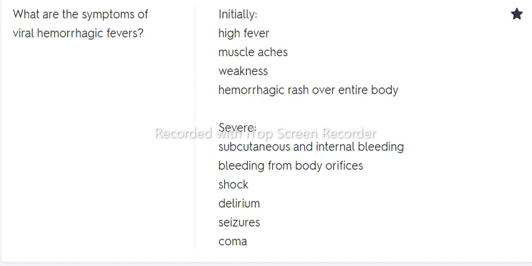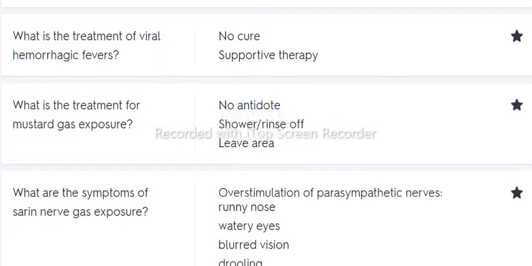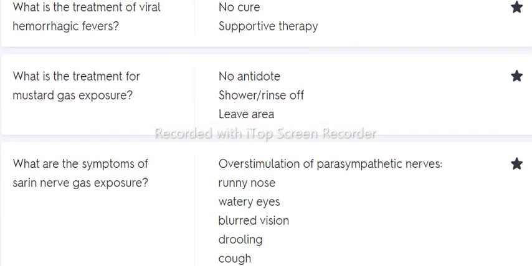What are the symptoms of viral hemorrhagic fevers? Initially, high fever, muscle aches, weakness, hemorrhagic rash over entire body, severe subcutaneous and internal bleeding, bleeding from body orifices, shock, delirium, seizures, coma. What is the treatment of viral hemorrhagic fevers? No cure, supportive therapy.